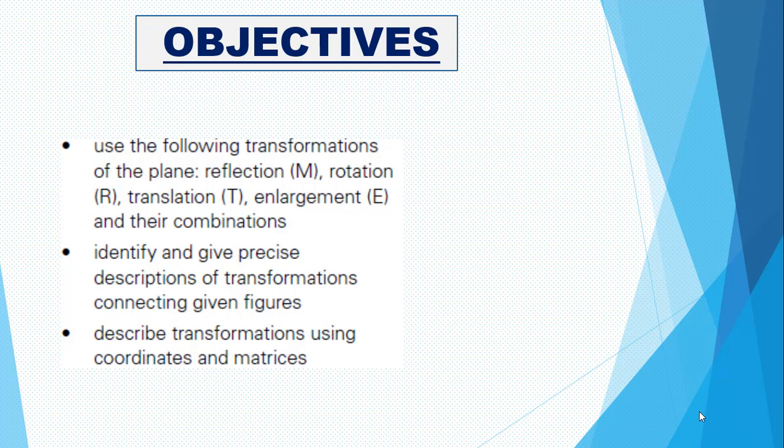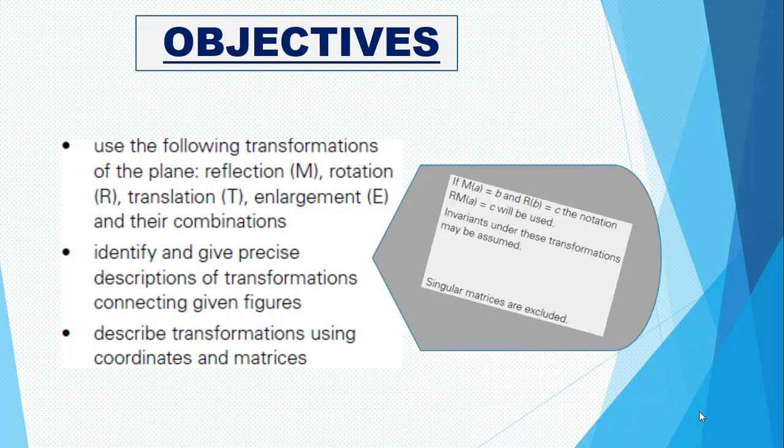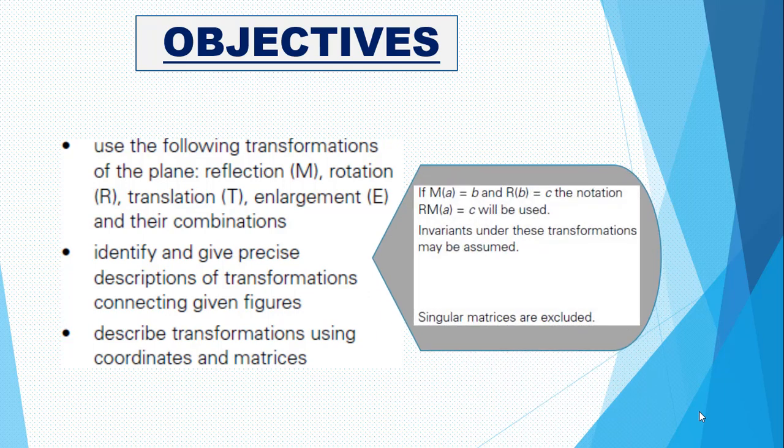Number two, identify and give precise descriptions of transformations that are connecting given figures. Number three, describe transformations using coordinates and matrices. Students, you should also know that if M of A equals some point B, and the rotation of B equals C, then RMA equals C will be used. And in your course, singular matrices are excluded.